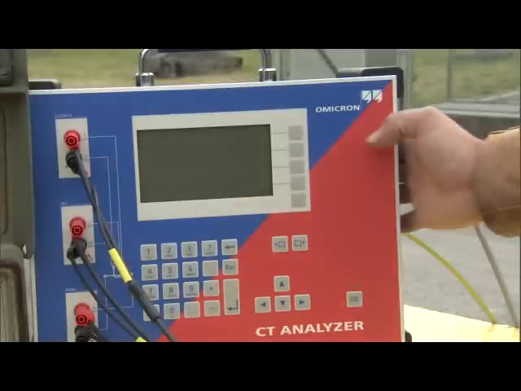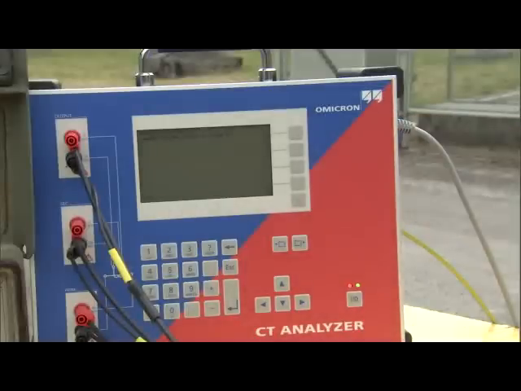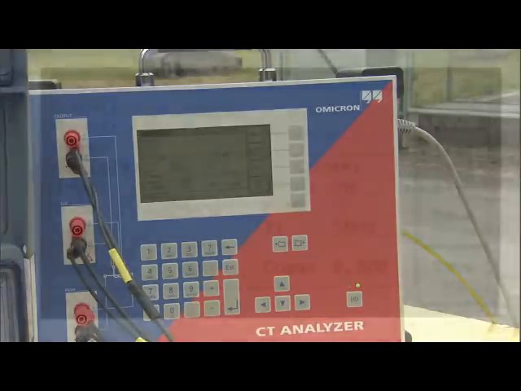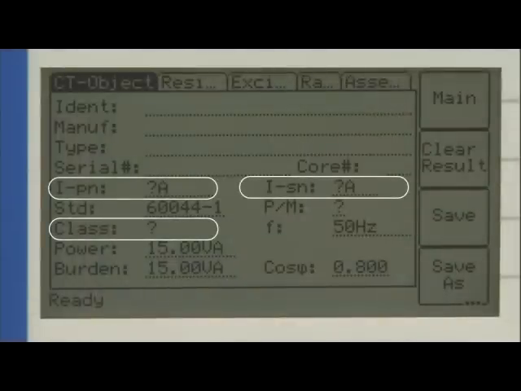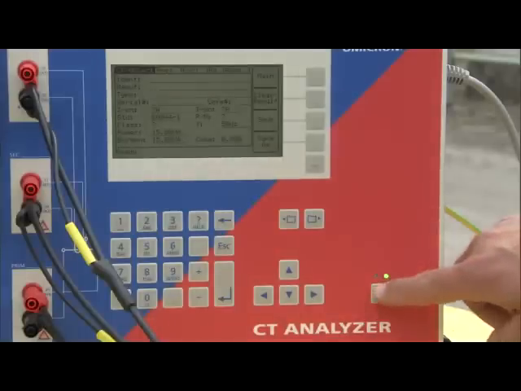After a few seconds, the unit is ready for operation and the test can be started immediately. If the data of the CT are unknown, the CT analyzer will determine the primary current, secondary current, and class.